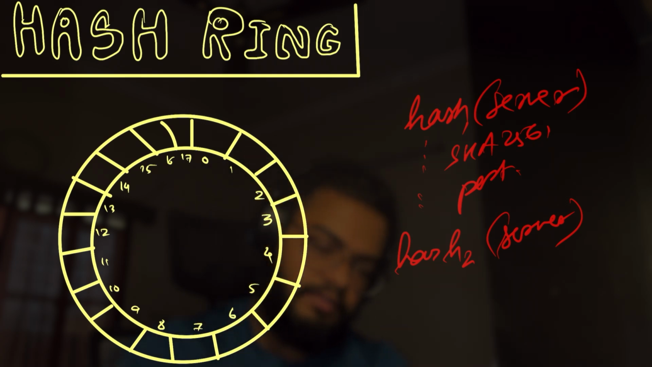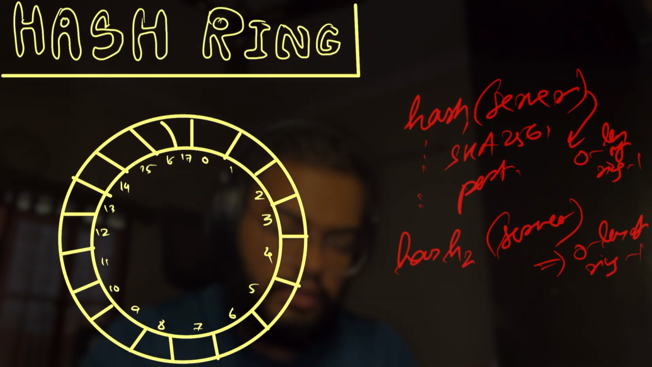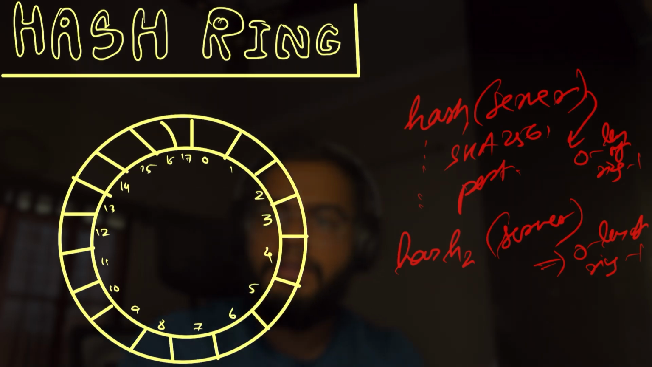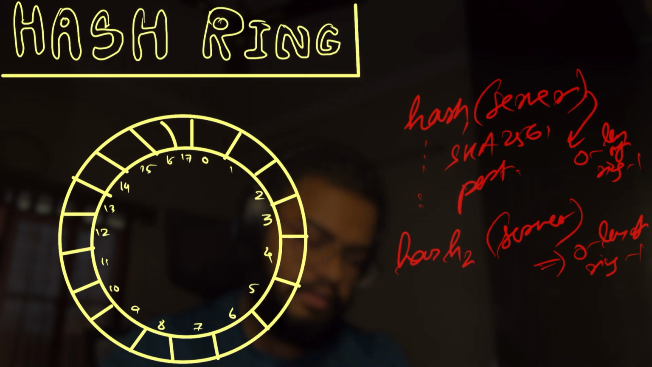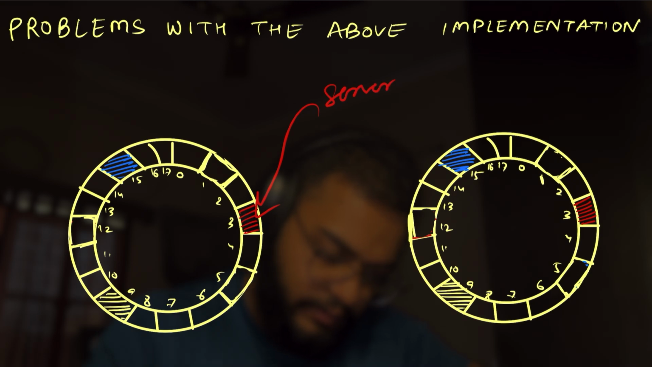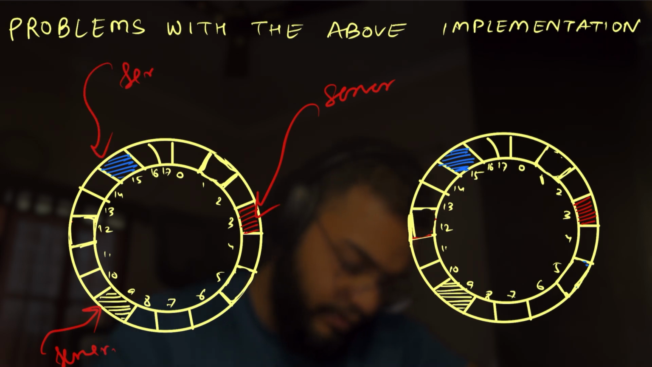This gives a mapping in the range of 0 to length of ring minus 1. Similarly for this one, 0 to length of ring minus 1. We will understand why we are doing this. Let's say we have three servers, and I have an example. Let's say server 1 maps to 3, server 2 maps to 9, and server 3 maps to 15.